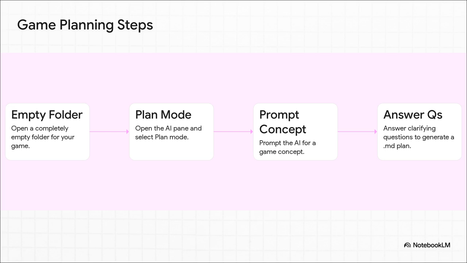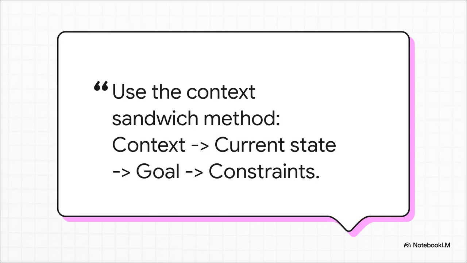The AI steps into the shoes of a senior developer and actually starts asking you clarifying questions. Do you want to use plain vanilla JavaScript or a framework like React? Do you want a scoring system? Once you hash that out, it generates a comprehensive markdown file, a .md file, that becomes the official blueprint for your game.